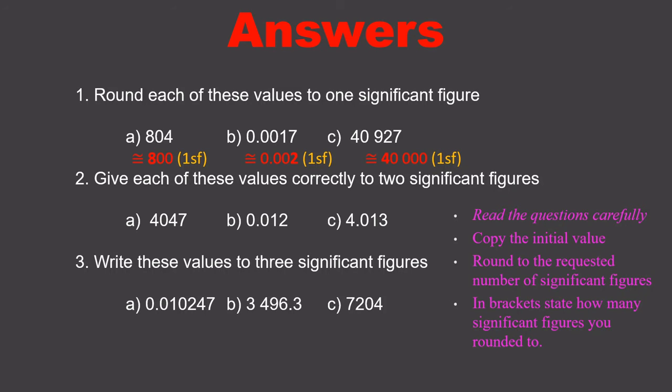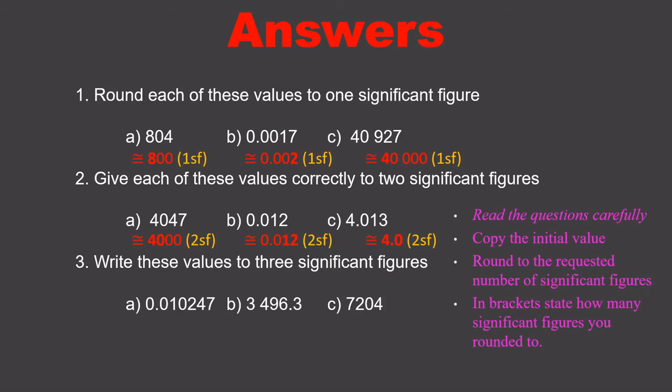For question 2, for question B, there are already only 2 significant figures. So that 2 has nothing after it. It's certainly not going to round up. That will stay 12 thousandths. C, my 2 significant figures are the 4 and the 0, which has a 1 after it. That's not changing.